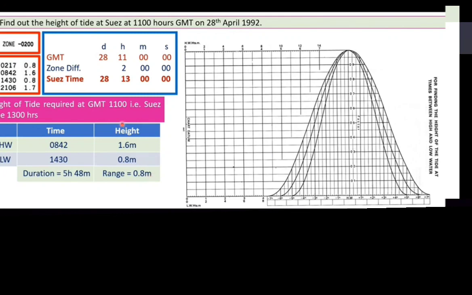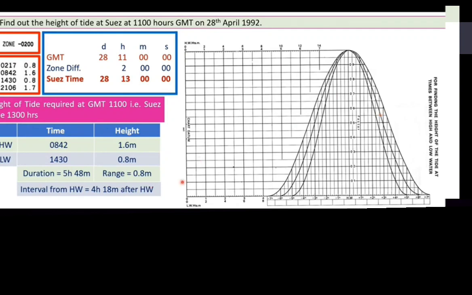And the time for which tide is required is 1300 hours Suez time. So we can find its interval after high water because it's an ebb tide, a falling tide. We find that the interval from 0842 to 1300 hours is 4 hours 18 minutes after high water. Now, having got this information, we go on to plotting on this side.